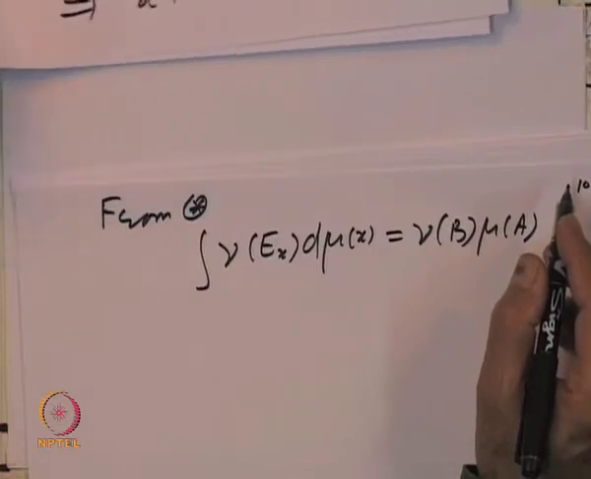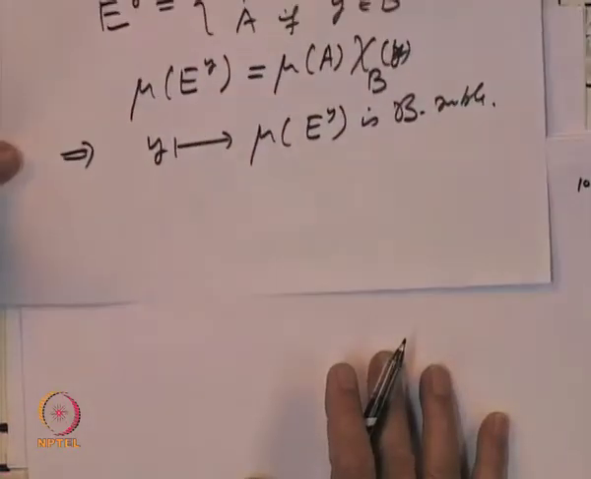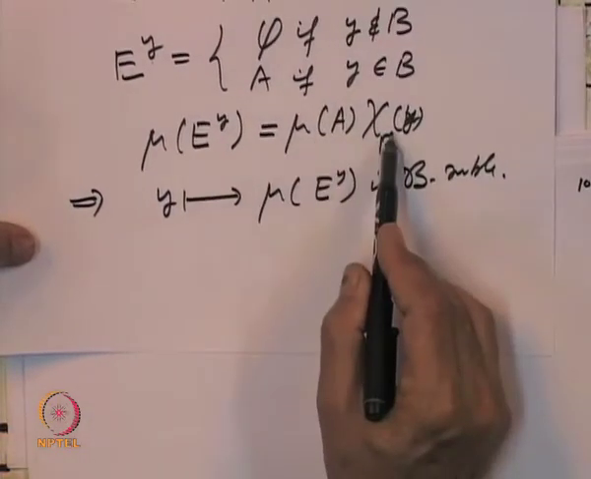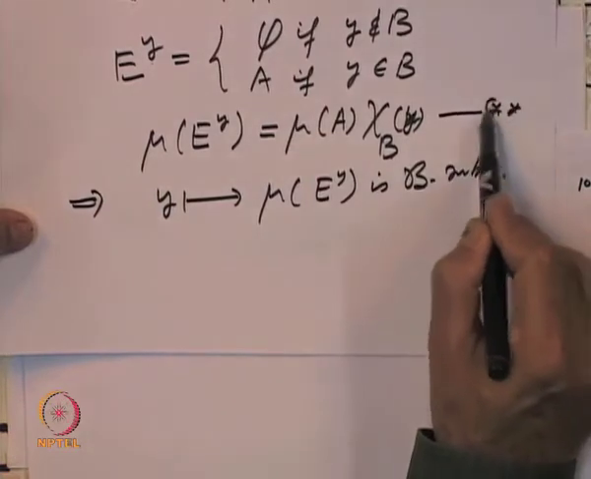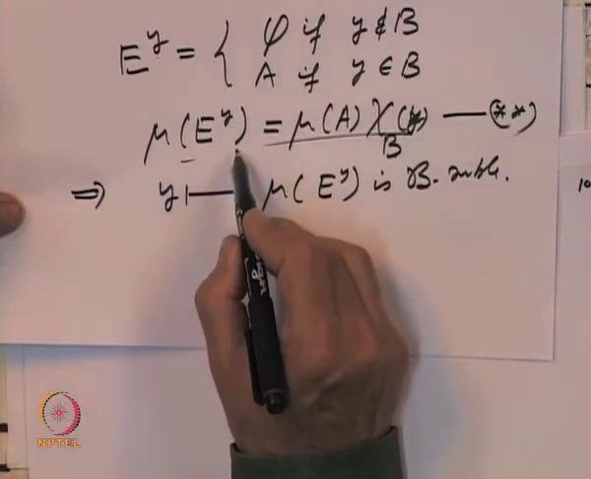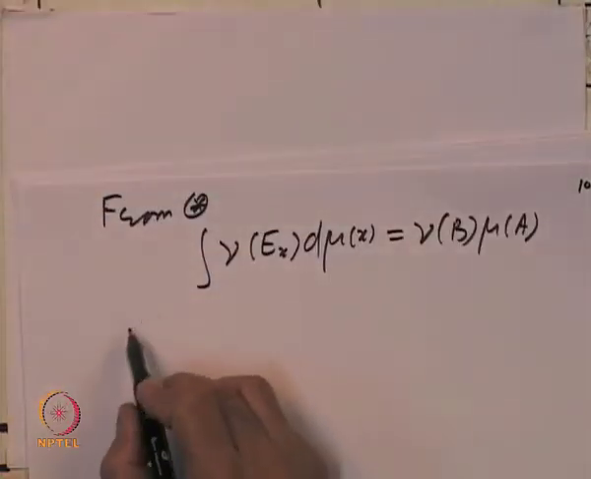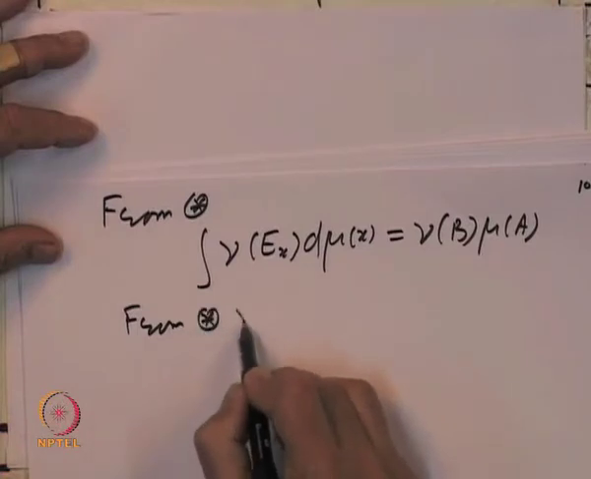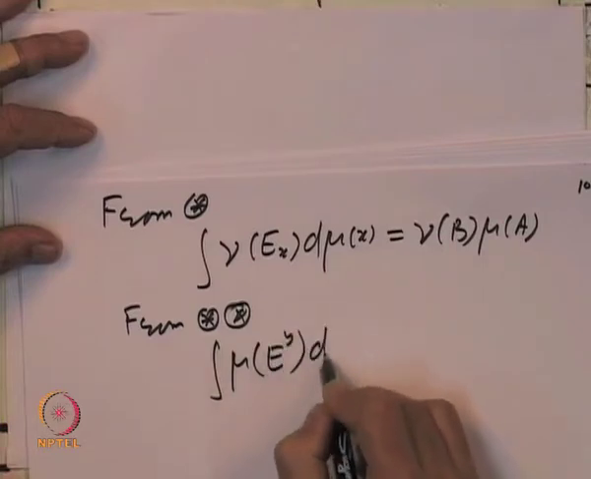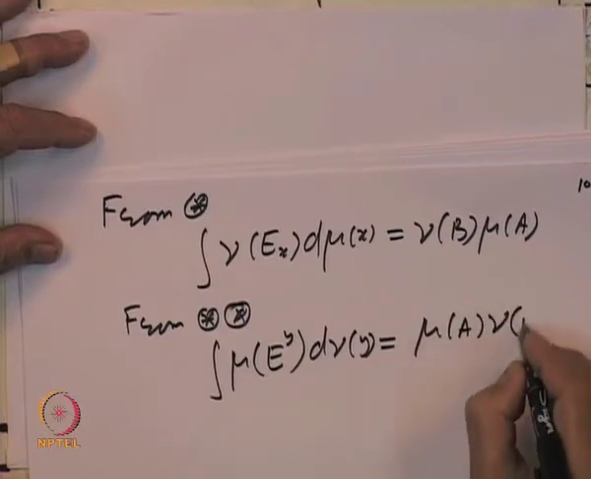And similarly, let us look at the integral of the other function. We want to compute the integral of the function mu of E y. But mu of E y is equal to this quantity. Let us call it double star. Once we integrate this, we get the integral of mu of E y with respect to y d nu y is equal to mu of A into nu of B. So, from the equation double star, we have the integral of mu of E y d nu of y is equal to mu of A into nu of B.